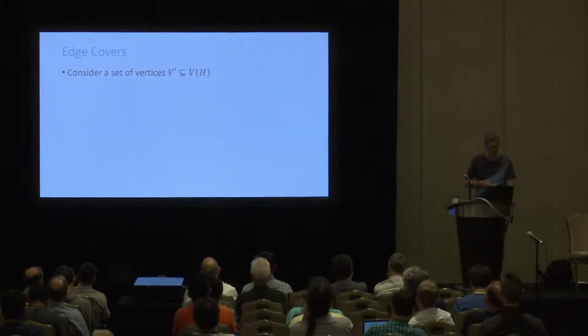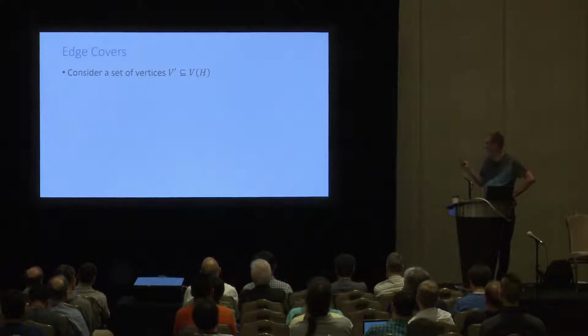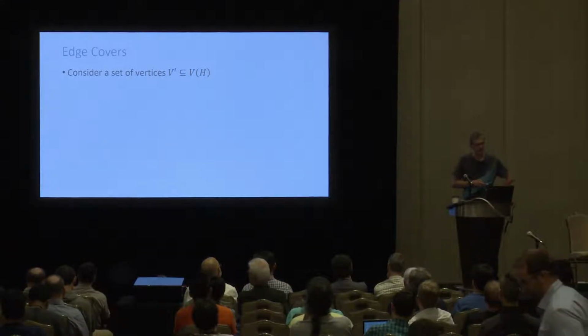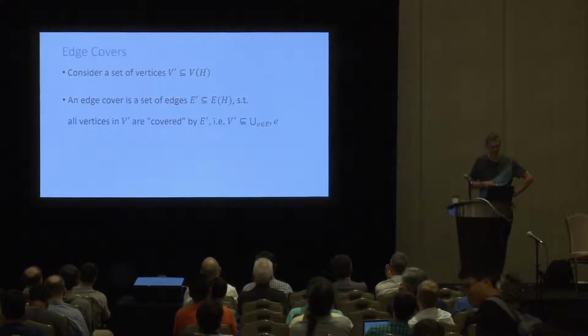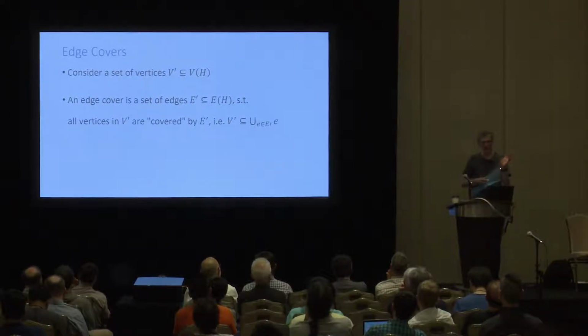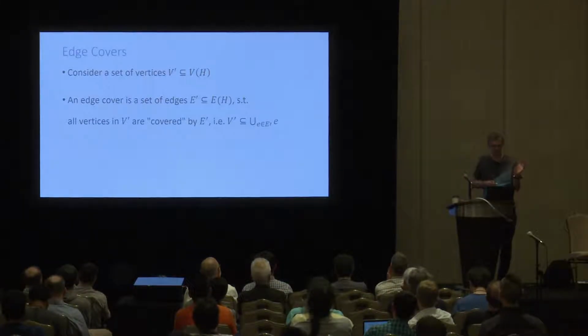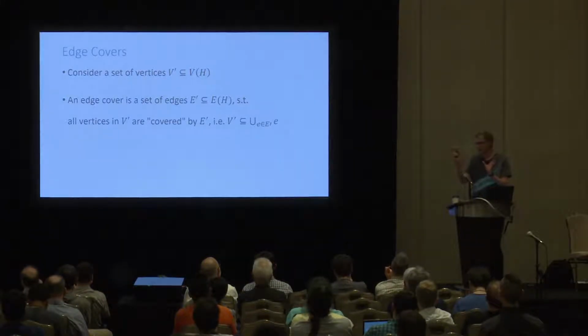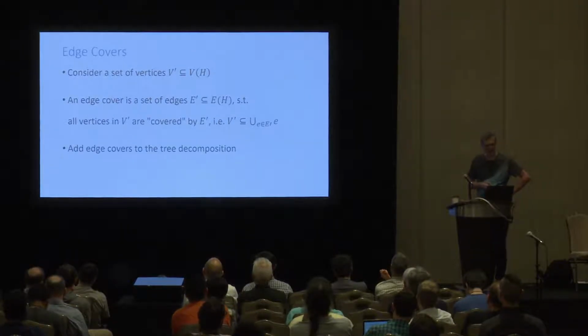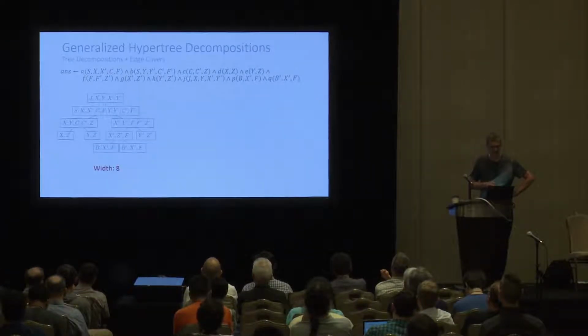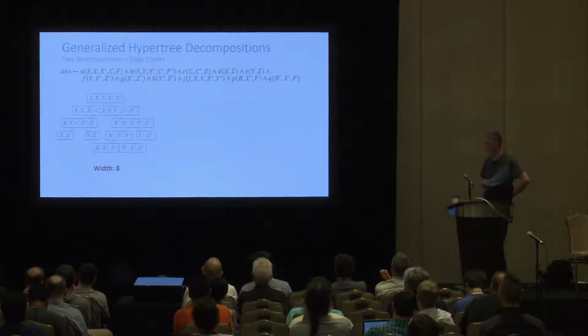In order to define further notions of width, we need to introduce edge covers. So suppose we are given a subset of the vertices, then an edge cover is a subset of the edges, such that each vertex of this vertex set V prime is contained in at least one of the edges of the edge cover. And if we add these edge covers to 3 decompositions, then we get so-called generalized hypertree decompositions.